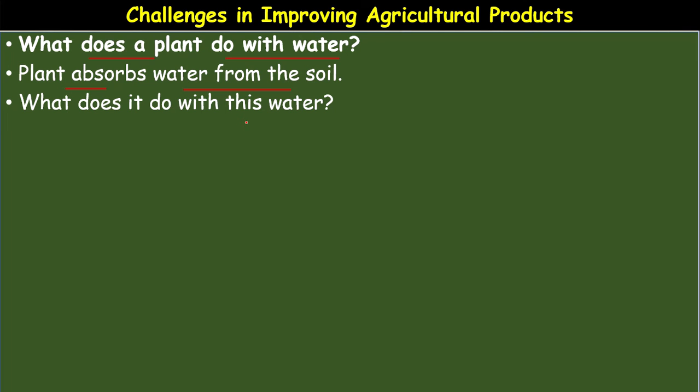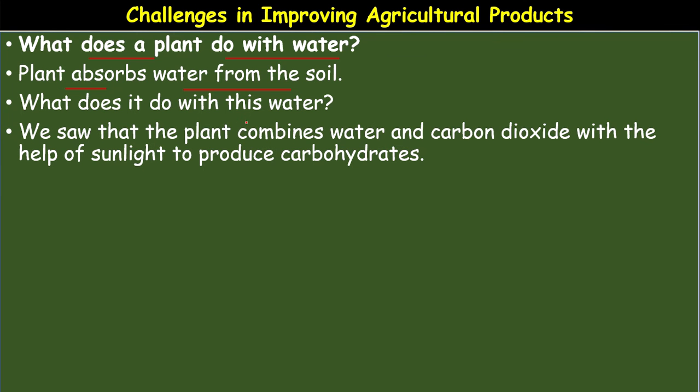You already studied the plant tissue like xylem. Xylem tissue helps in the absorption of water and mineral salts. So, we saw that the plant combines water and carbon dioxide with the help of sunlight to produce carbohydrates. What is this process called? Photosynthesis. Photosynthesis is the process during which the plant absorbs water from the soil, carbon dioxide and sunlight from the atmosphere, and in the presence of the green pigment called chlorophyll, it synthesizes the food material in the form of carbohydrate, that is starch. This process is called photosynthesis.